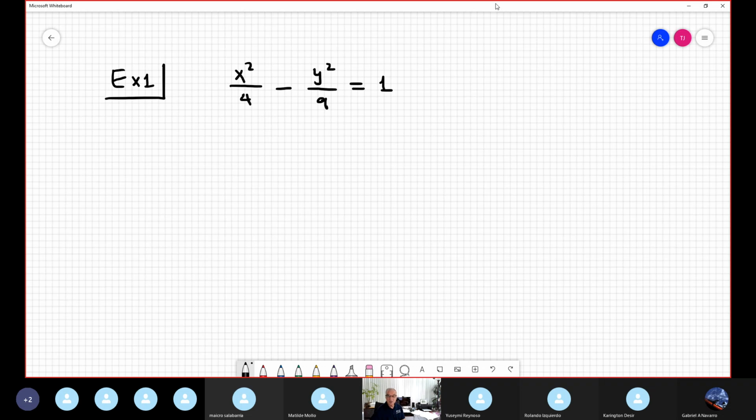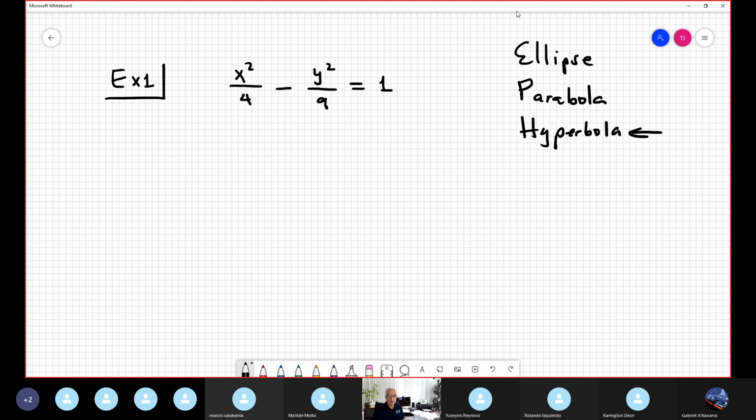Remember, in this moment we have three conic sections: ellipse, parabola, and hyperbola. How do you select hyperbola? What is the clue that helps me to say hyperbola? Answer me. What happened, guys? Both x and y are squared. And? The minus. Exactly. X and y are squared and there is a minus.